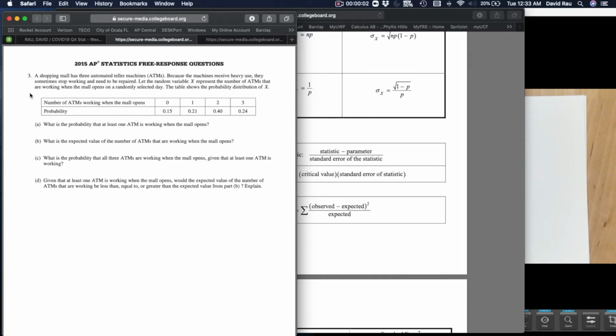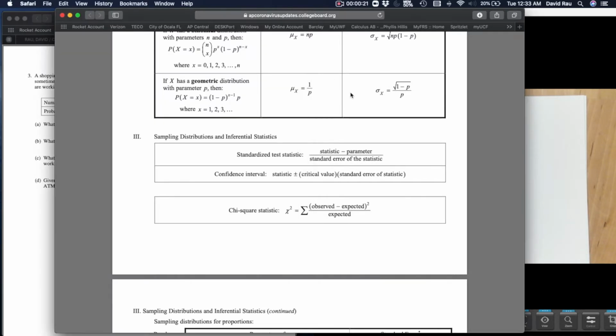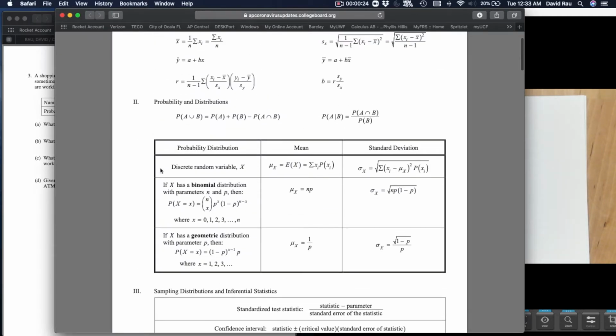Right, everyone, we have question number 3 here. We're given a random variable x, the number of ATMs that are working when the mall opens. And so we're definitely going to be using this type of formula. This is a discrete random variable. So with that being said, let's dive in.